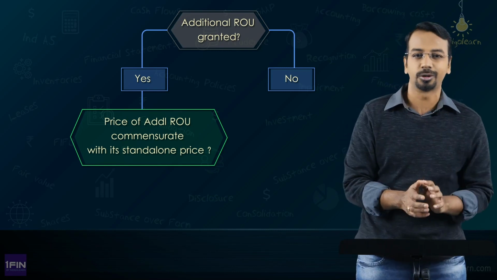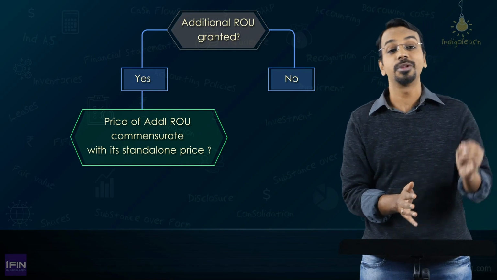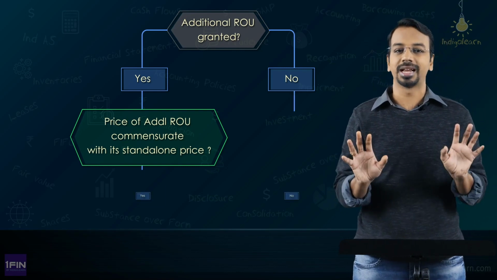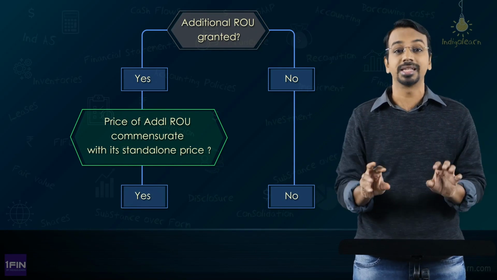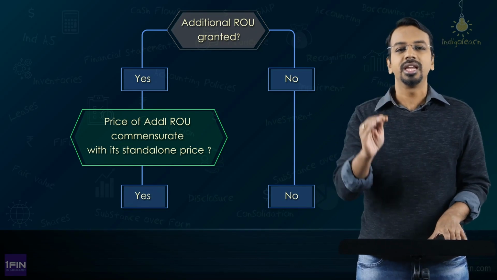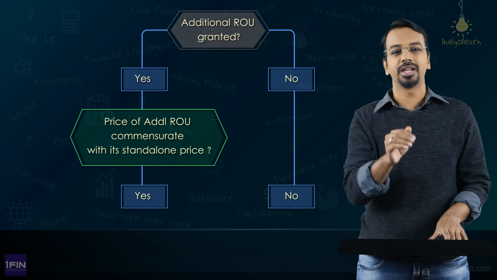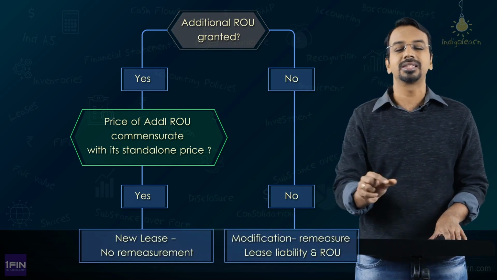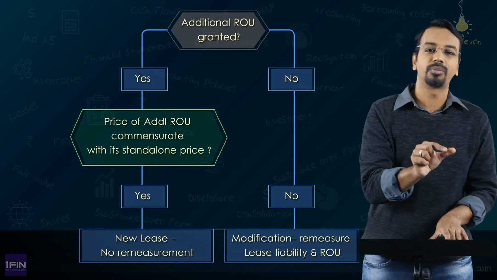He has passed on that discount to us. Okay. So, the rate is commensurate with the standalone price of the increased scope. If both of these conditions are satisfied, or if the answer to both of these is yes, then what the standard says is, it is not a modification of your existing lease liability or a modification of the existing right of use asset. It is a separate lease component in itself.